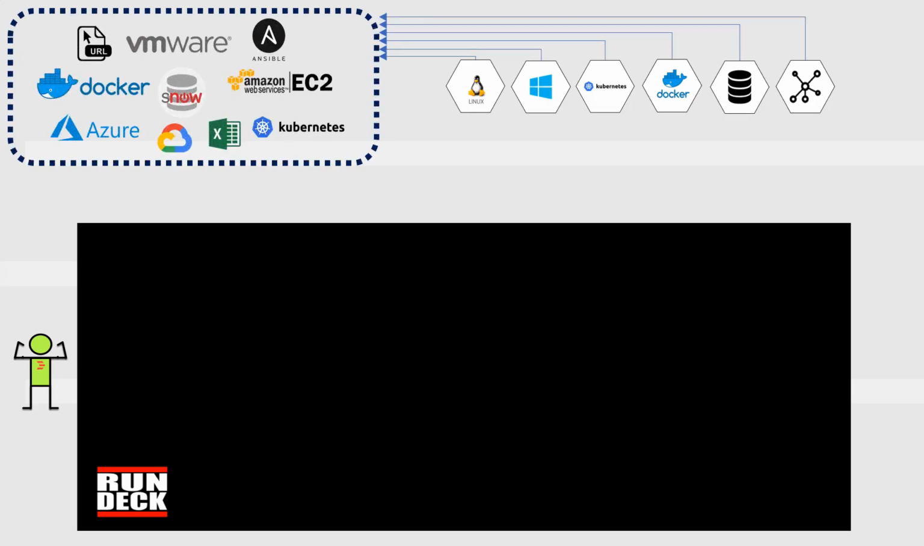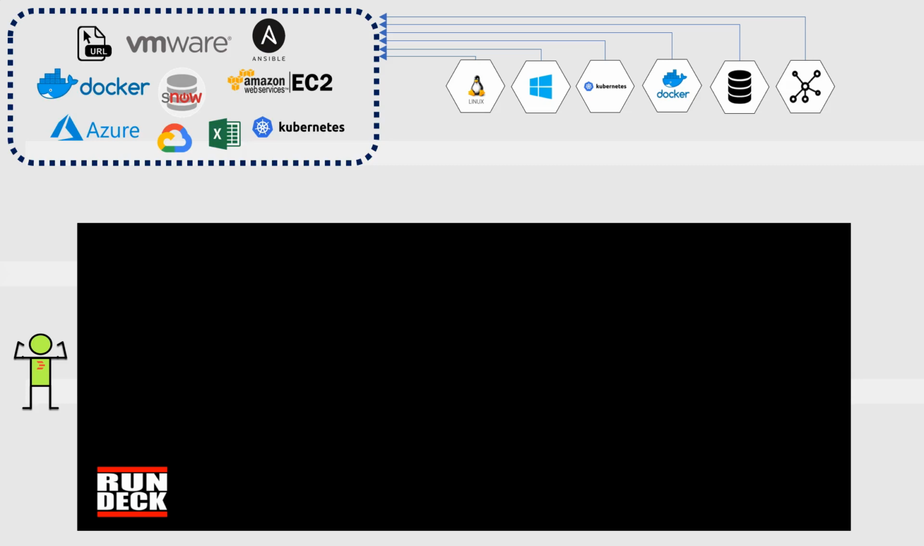Now let's take a quick look at the Rundeck ecosystem. Rundeck is the black box. Rundeck wants to run automation against nodes, servers, containers, databases, network devices. We need information about those endpoints. And for that, we're going to look to a CMDB, a cloud provider, a spreadsheet, vCenter, whatever you have that has that information in it.